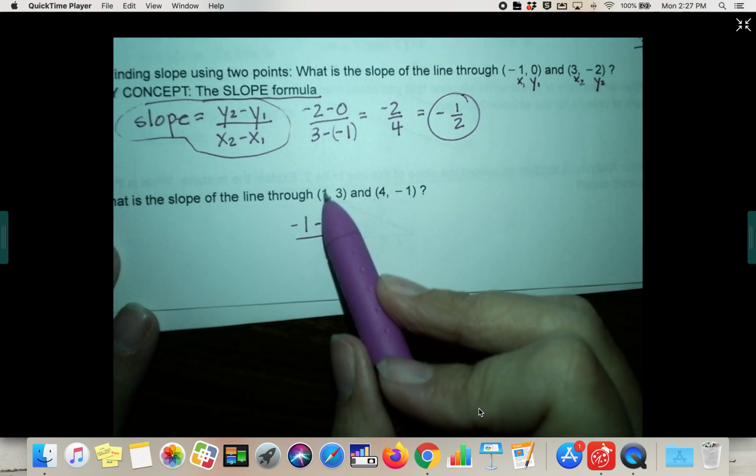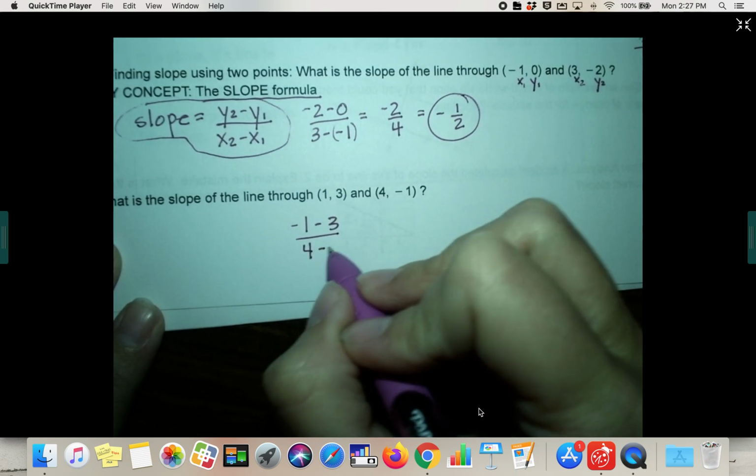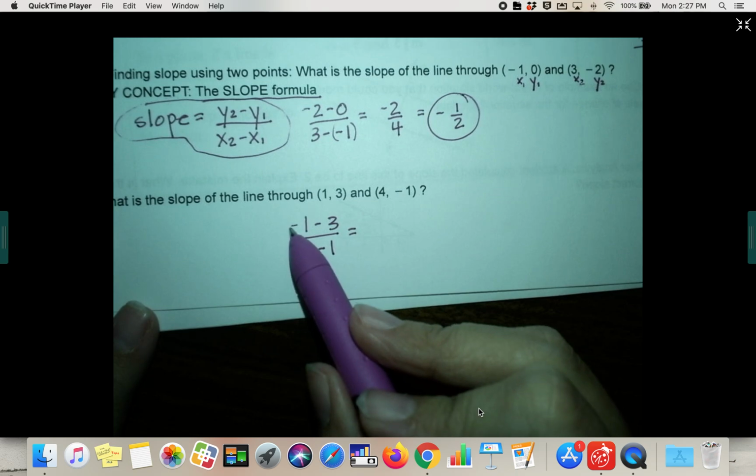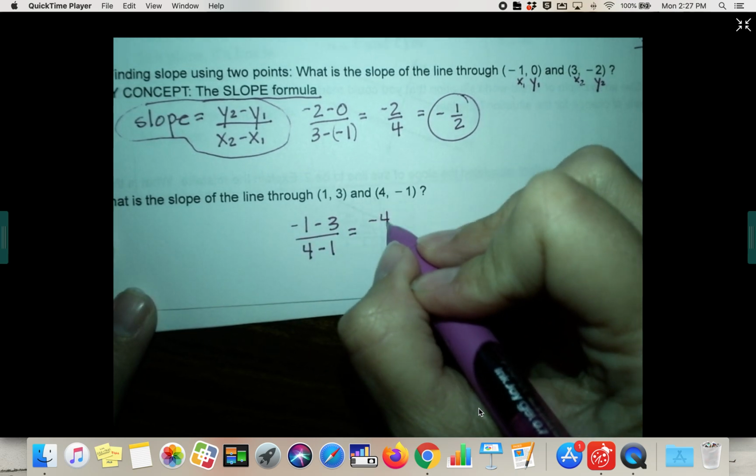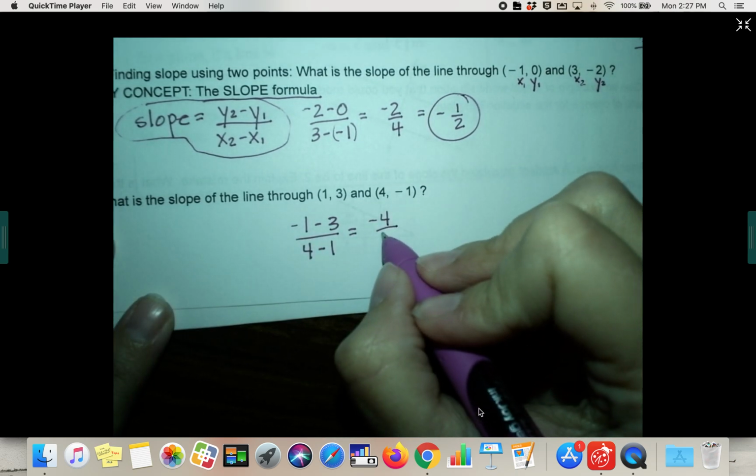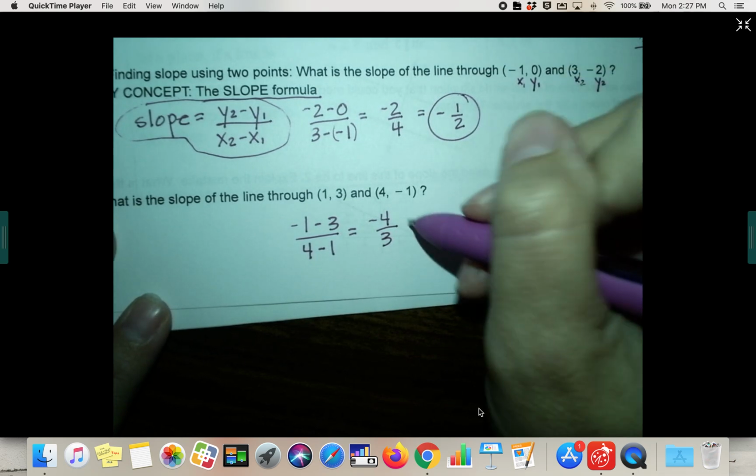And we're going to take 4 minus 1, which are our x's. Negative 1 minus 3 more is negative 4. 4 minus 1 is 3. And so negative 4/3 is your answer.